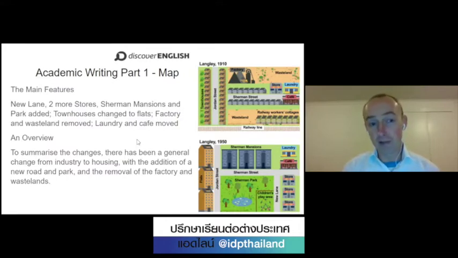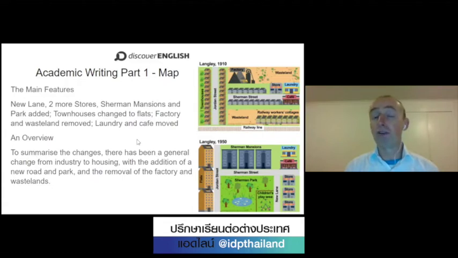Then an overview that I've created for this map would be to summarize the changes. There has been a general change from industry to housing with the addition of a new road and park and the removal of the factory and the wastelands. That's an overview. That's a general description of the changes. Then you would need to describe where the factory was, where the wastelands were, what happened, where the factory went, and what replaced the factory, what replaced the wasteland. These are the things that you need to explain in your description.